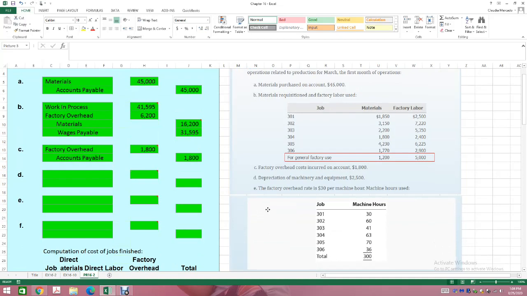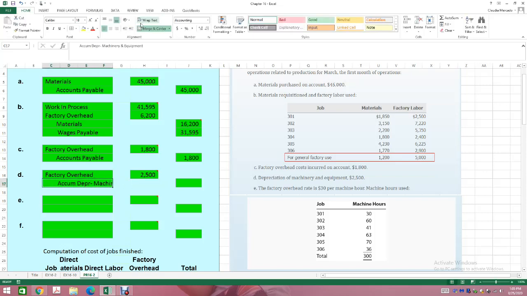Okay, letter D, depreciation of machinery and equipment, $2,500. So depreciation of machinery is tied to the production of the good or service. Okay, you need the machine to be able to produce. Okay, but does the depreciation fall under direct materials? No. Does it fall under direct labor? No. Depreciation falls under factory overhead. Okay, so we need to put that into my factory overhead. So we have factory overhead. And my factory overhead is $2,500. Okay, and I am going to credit, and this is depreciation of machinery, I'm going to credit my accumulated depreciation for the machinery and equipment.